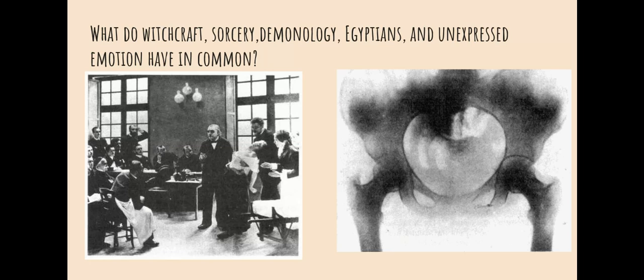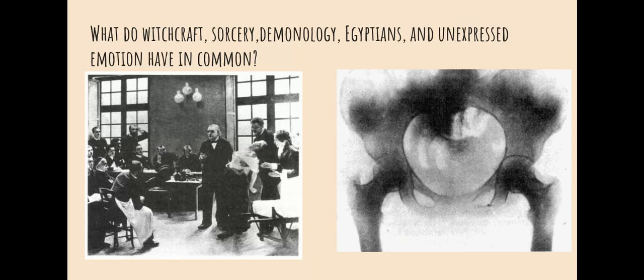All right, so first we'll look at the history of it. What do witchcraft, sorcery, demonology, Egyptians, and unexpressed emotion have in common? So historically, somatic symptom disorder was identified as hysterical neuroses, and the concept of hysteria is at least 4,000 years old and probably originated in Egypt.